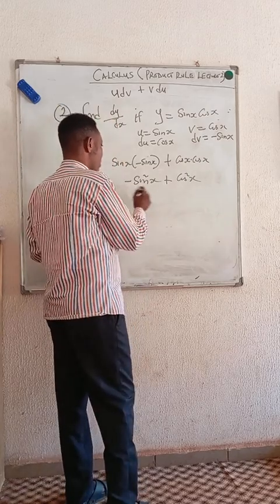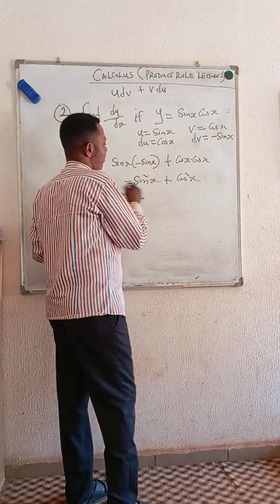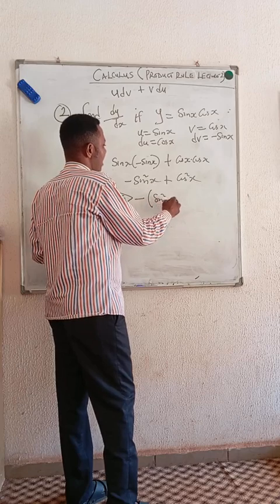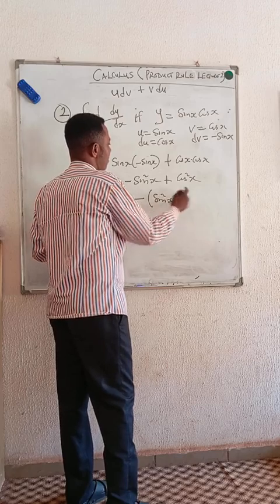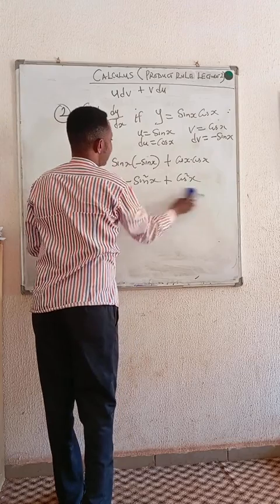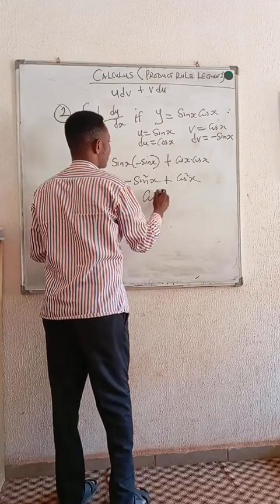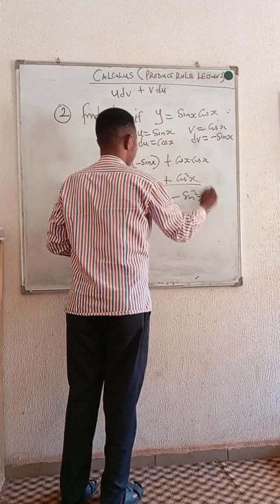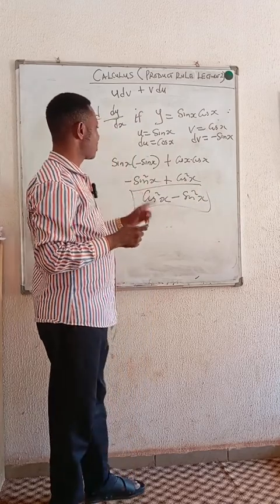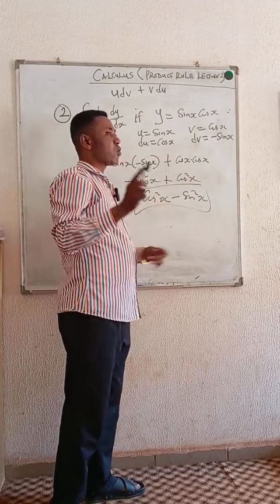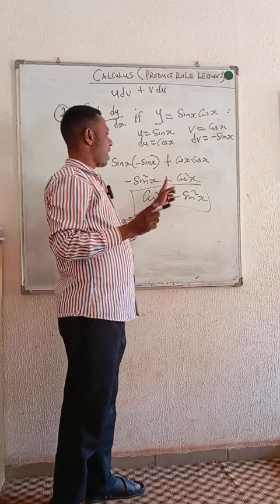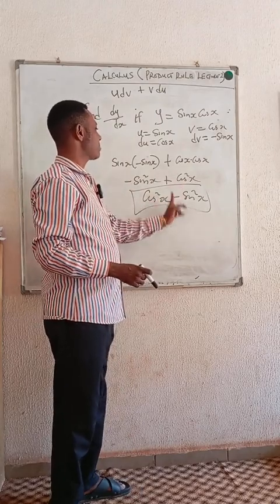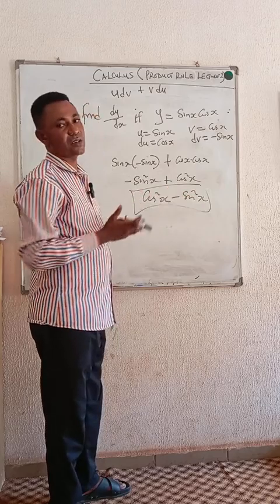But wait, here we could factor out the minus. Oh no, so that we will not be confused, it's advisable to do it this way. You can just say cos square x minus sine square x. And this is the answer. What I wanted to do is to substitute, because we know that sine square x plus cos square x equals 1, but it will not work here because of this minus. If it was positive, it would have worked. So now the answer is cos square x minus sine square x.